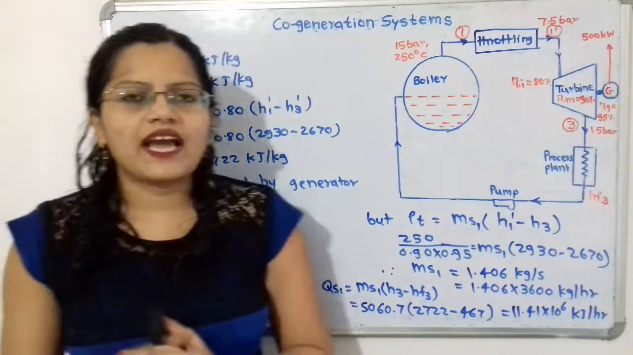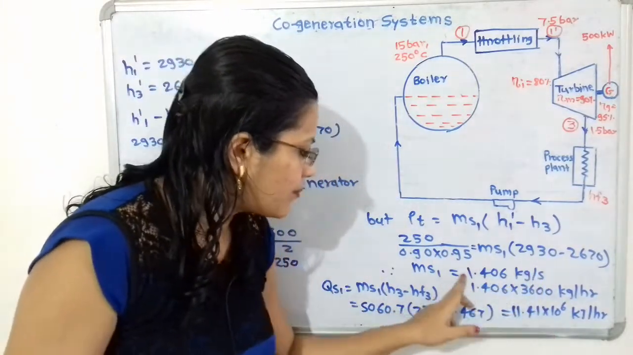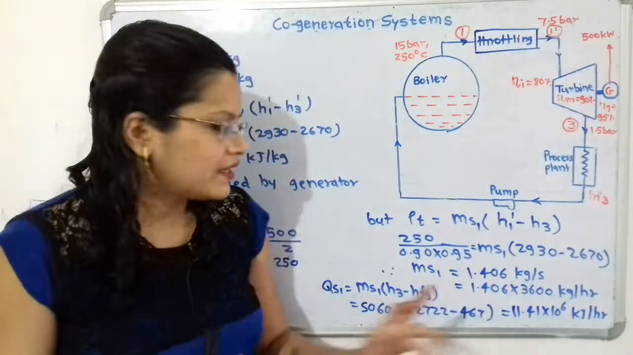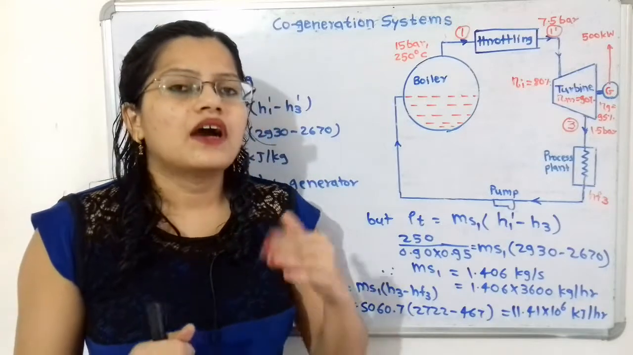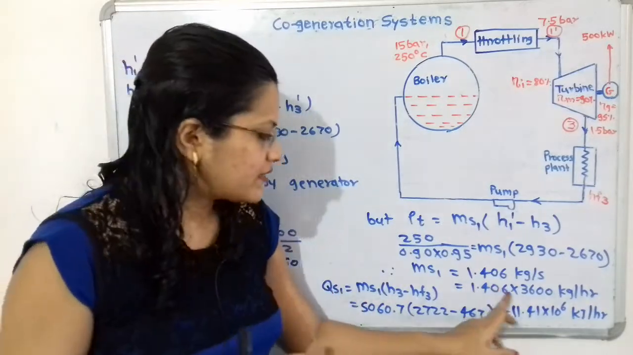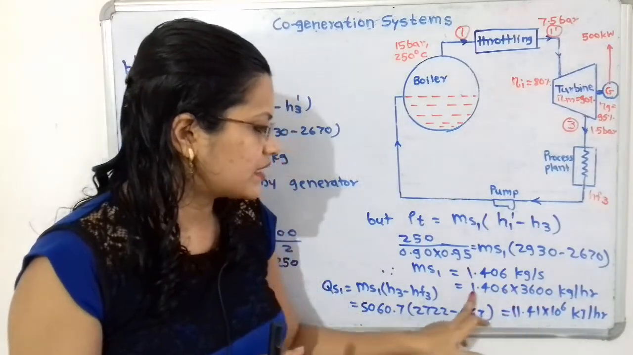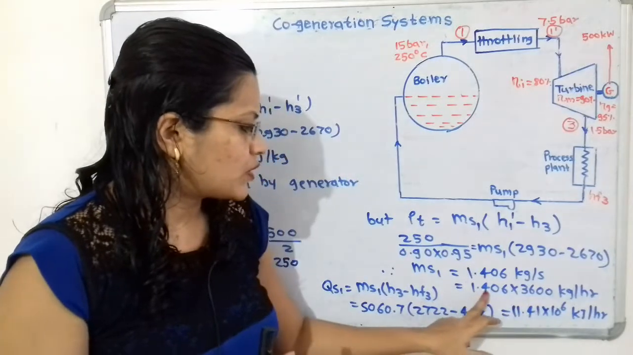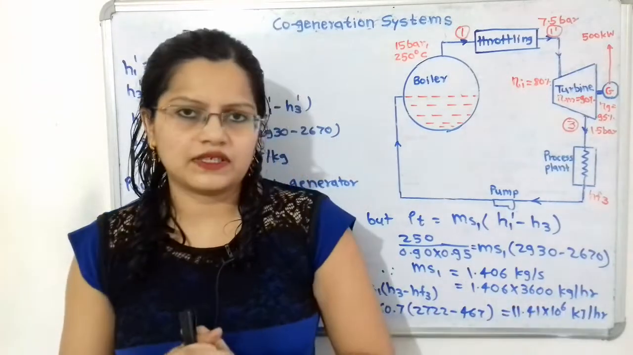Now we want the answer in kilogram per hour. In 1 second this amount of steam is supplied, that is 1.406 kilogram. So in 1 hour, how much steam is supplied? In 1 hour there are a total of 3600 seconds. So we multiply by 3600. Then the answer is 1.406 into 3600 kilogram per hour.